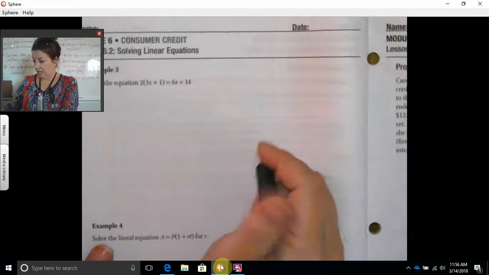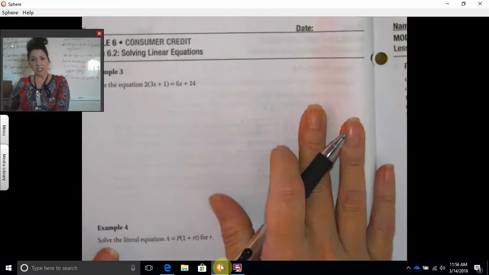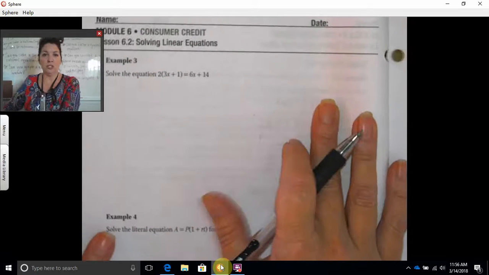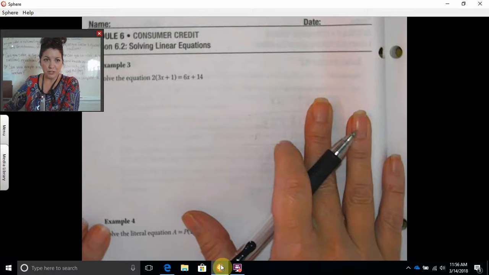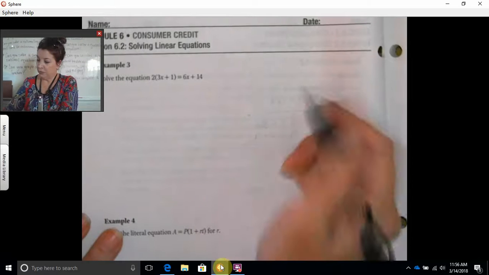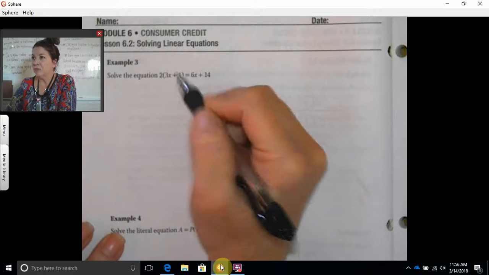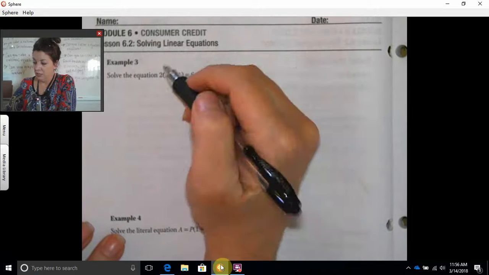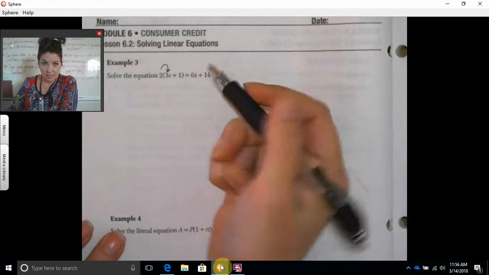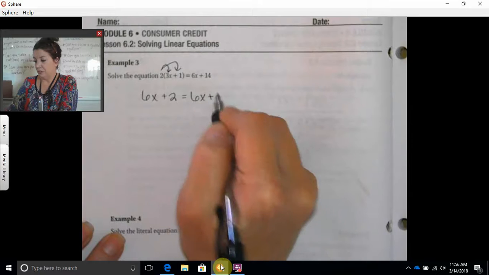Page 16, example 3. What would y'all think we should do first? Distribute. Make sure you distribute to every term inside the parentheses. So 2 times 3x is 6x. 2 times positive 1. And the right side, there's nothing to distribute, so I'm just going to bring it down.